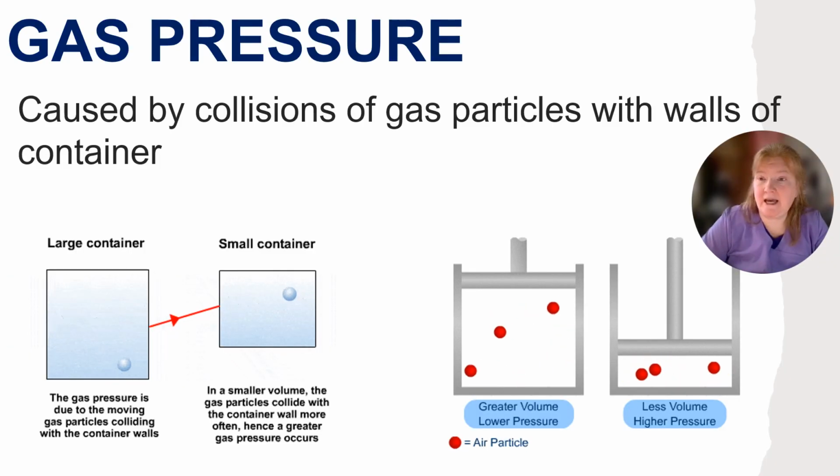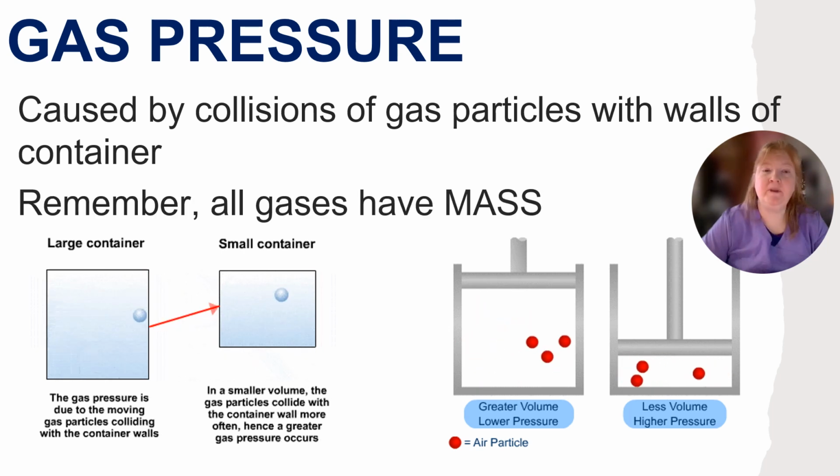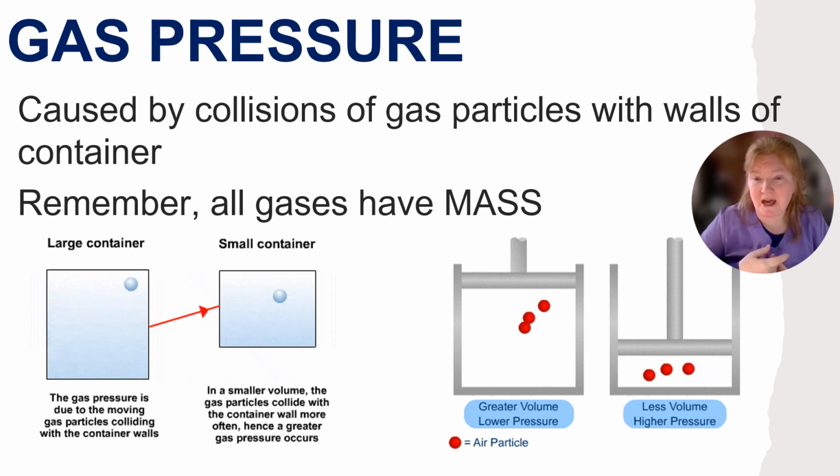Gas pressure. Gas pressure, remember, is caused by collisions of gas particles with the wall of the container. And this is partially due then to the fact that gas particles have mass. So when they bump into the container, it creates pressure.